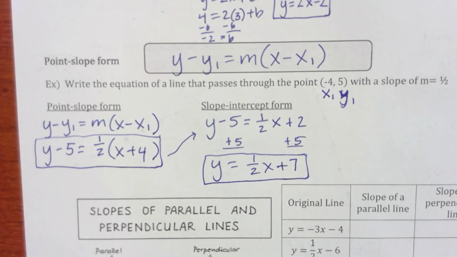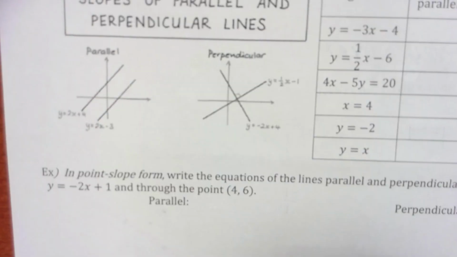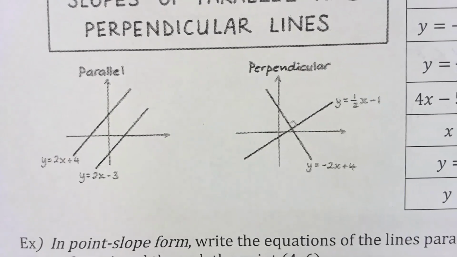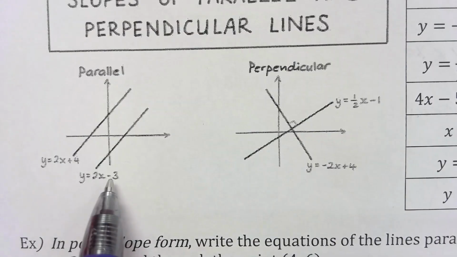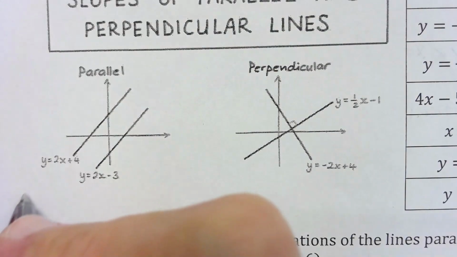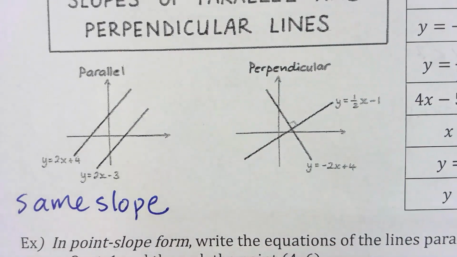Now, one other concept that you learned in Algebra 1 is parallel and perpendicular lines. I got to really zoom in on this for you to see it, and maybe focus it too. Okay, there we go. Two lines that are parallel, like these two. There are the equations, 2x minus 3 and 2x plus 4. What you got to notice about them is that if they're parallel, they have the same slope.